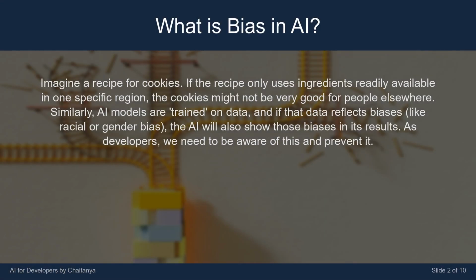Imagine a recipe for cookies. If the recipe only uses ingredients readily available in one specific region, the cookies might not be very good for people elsewhere. Similarly, AI models are trained on data. And if that data reflects biases, like racial or gender bias, the AI will also show those biases in its results. As developers, we need to be aware of this and prevent it.